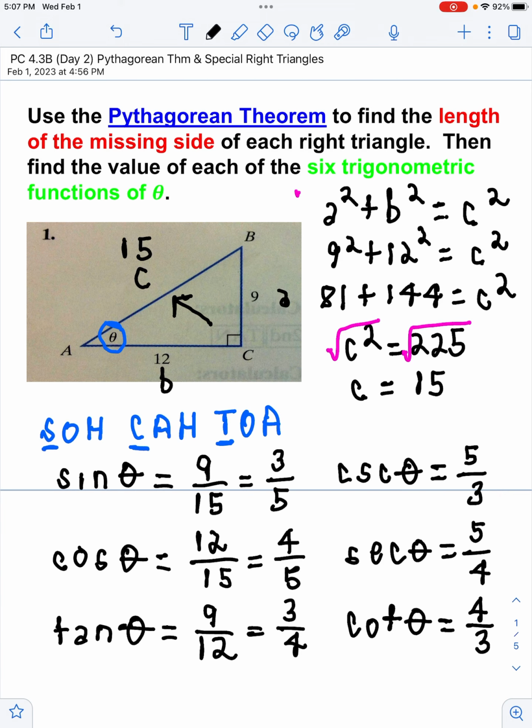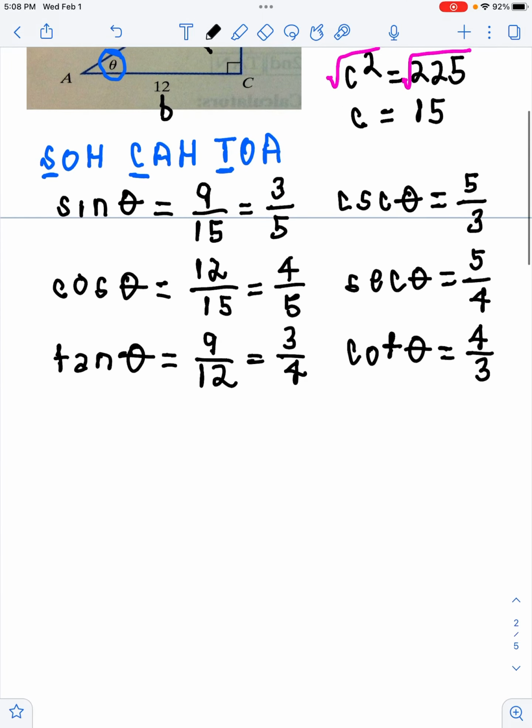So it's pretty easy. You just have to make sure you set up the Pythagorean theorem correctly and then find the missing side. It could be the hypotenuse or one of the legs. And then you need to use SOHCAHTOA to help you remember the sine, cosine, and tangent ratios reduced, and then the reciprocals for the remaining three. Let's try a second example.